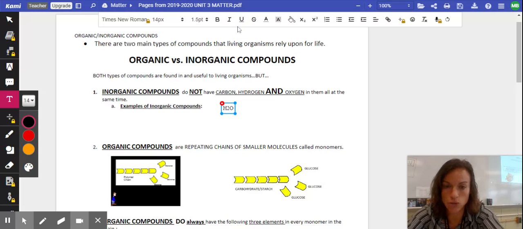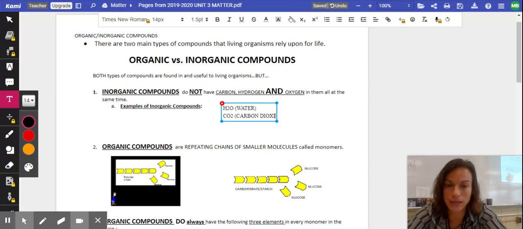H2O. Notice that 2 should be a subscript. I'm just not going to put that in there. It takes a lot of time to get all that typing down. Okay, so that would be water. Water has hydrogen and oxygen, but it does not have carbon. Another one could be CO2, which is carbon dioxide. It has carbon and oxygen, but it does not have hydrogen.